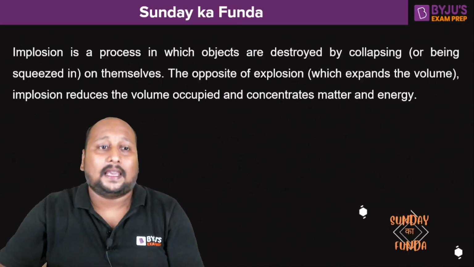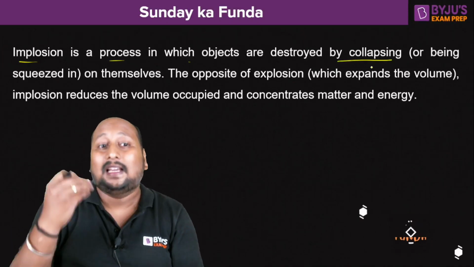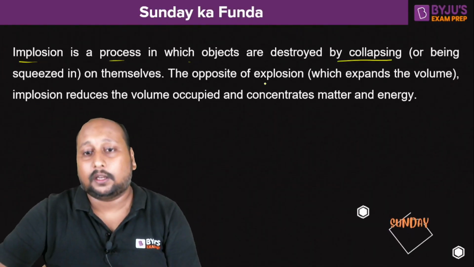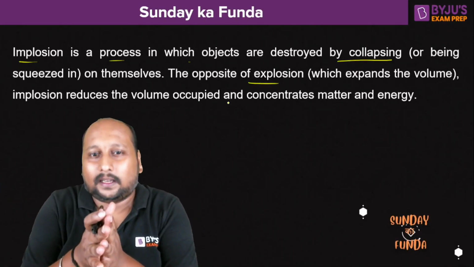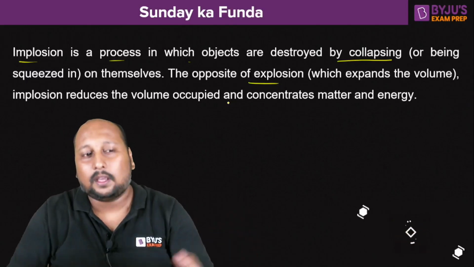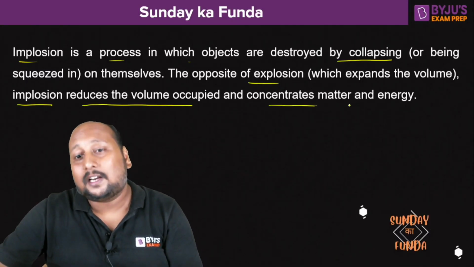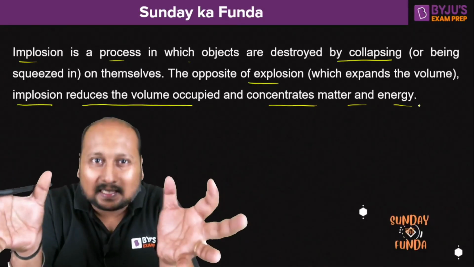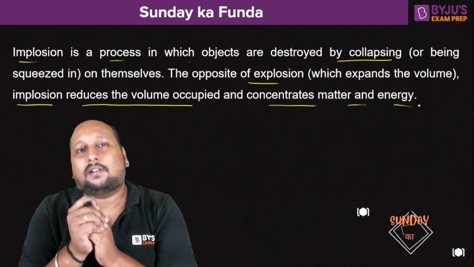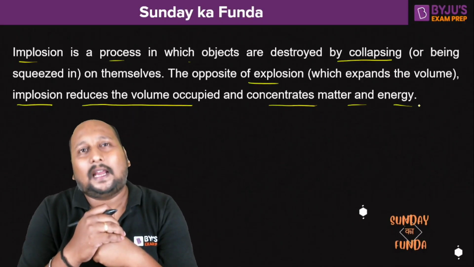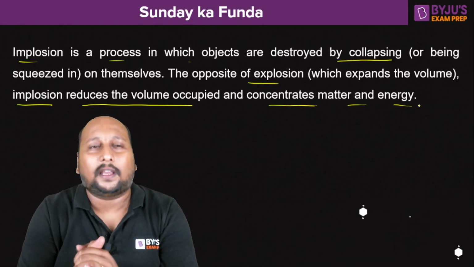That means I can say implosion is a process in which objects are destroyed by collapsing. That means the opposite of explosion, in which there will be a contraction, the volume will be decreased. In explosion, the volume is expanding, and due to implosion, there is a reduction in the volume occupied, which concentrates matter and energy. So whatever is present inside will be crushed down to small pieces, right? And that was the reason for the Ocean Gate's Titan submersible to convert into a catastrophic event.